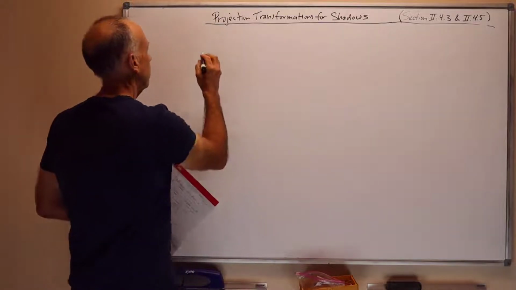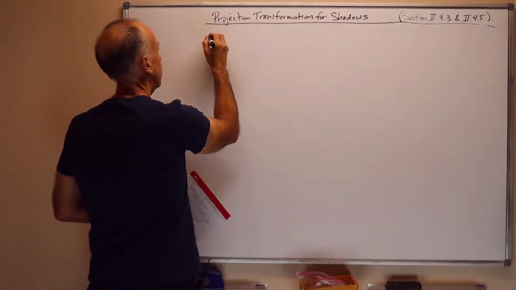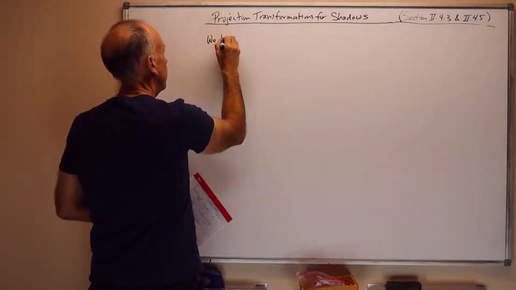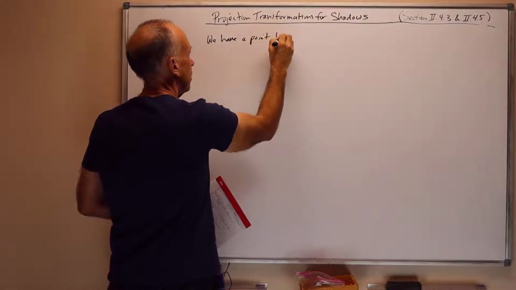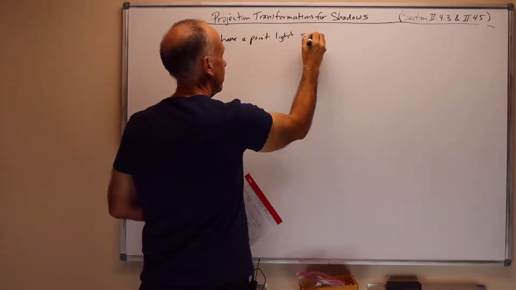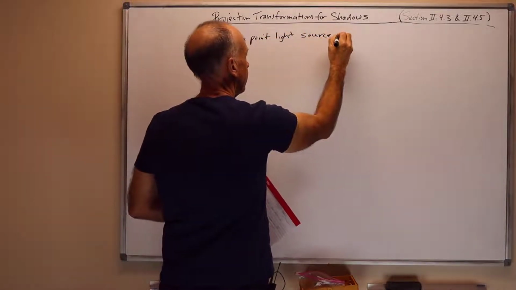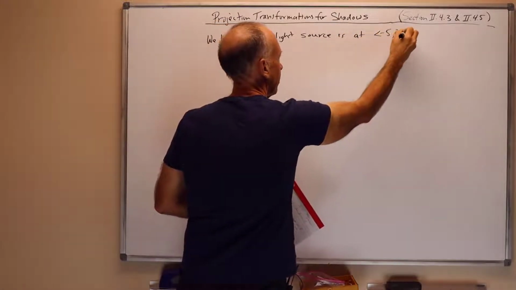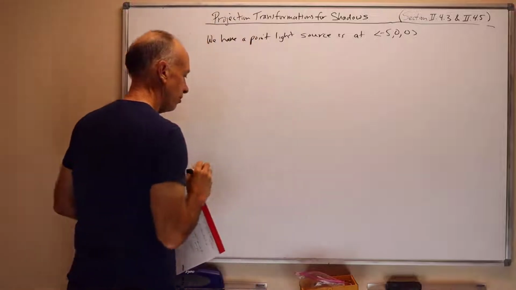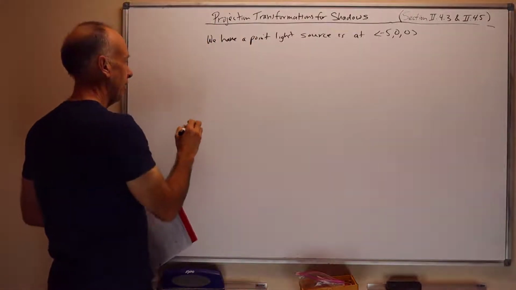So we're going to suppose the following setup. We have a point light source. It's casting shadows. So the point light source is at the point -5, 0, 0. So distance 5 down the negative x-axis.